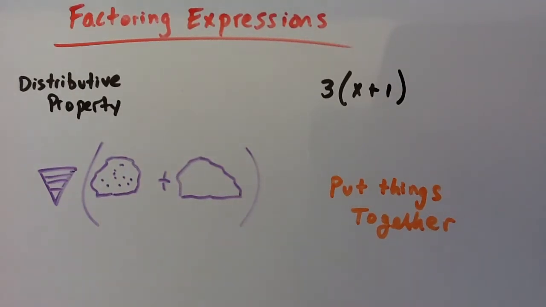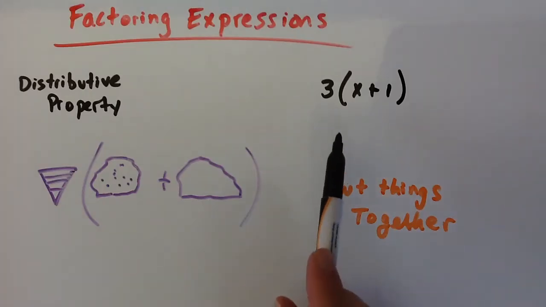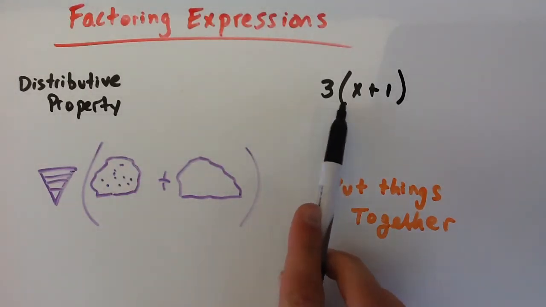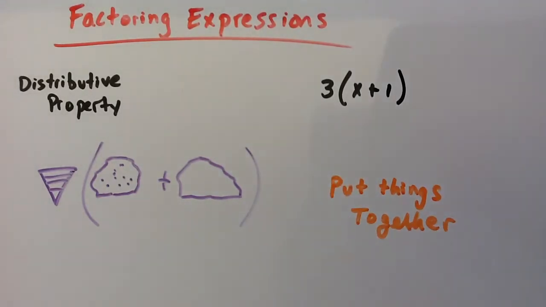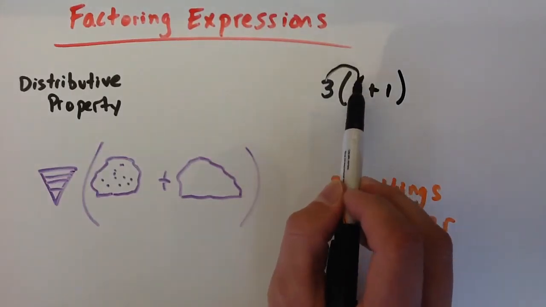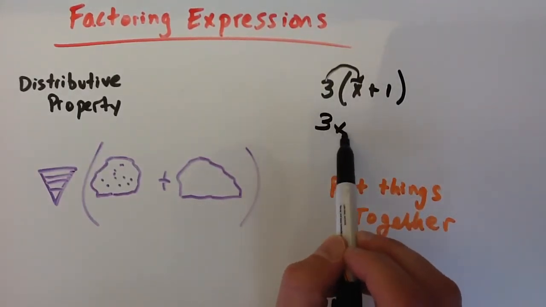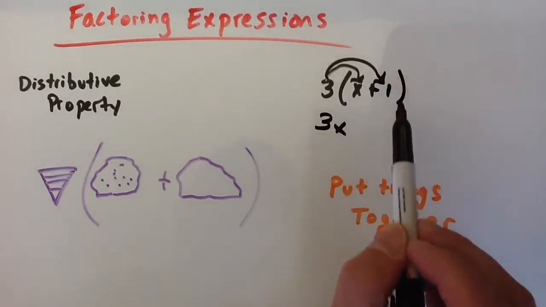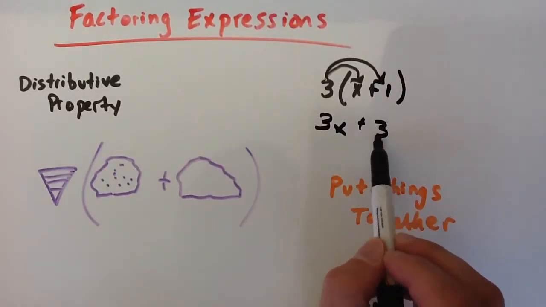When we factor expressions, we are using the distributive property. And we've already used the distributive property when we have a number times some expression. We multiply that number outside the parentheses times both terms inside the parentheses, like this. We show the rainbow. 3 times x would be 3x, and 3 times 1 would be positive 3.